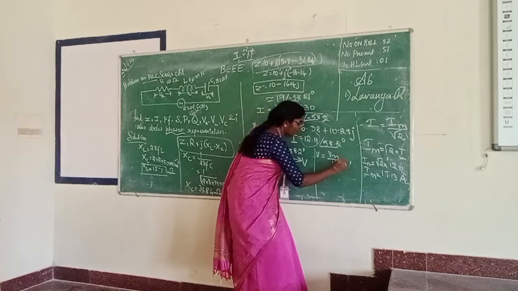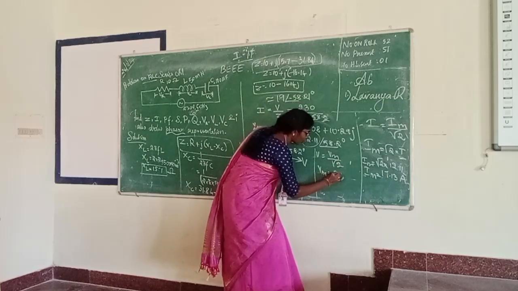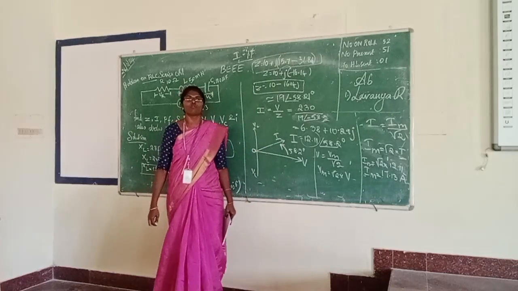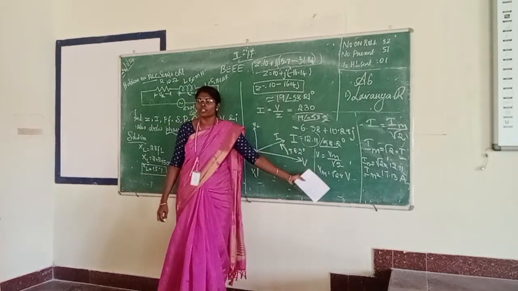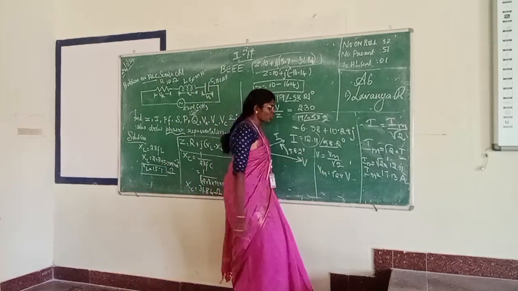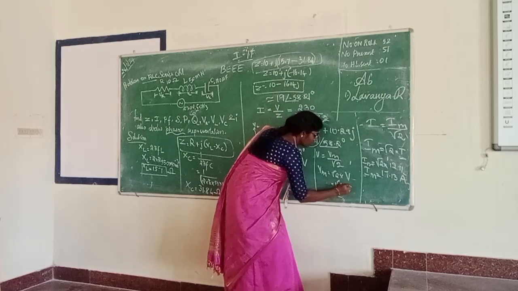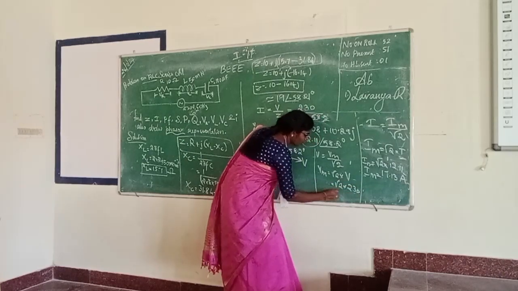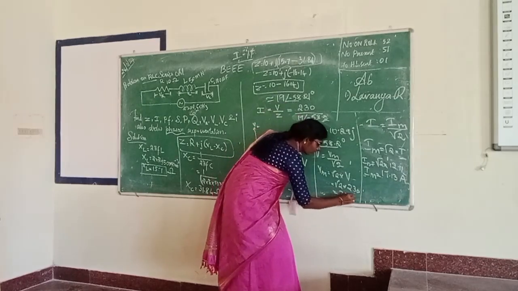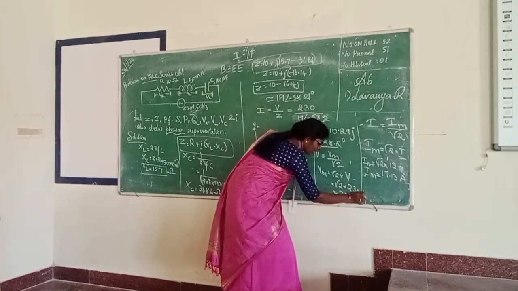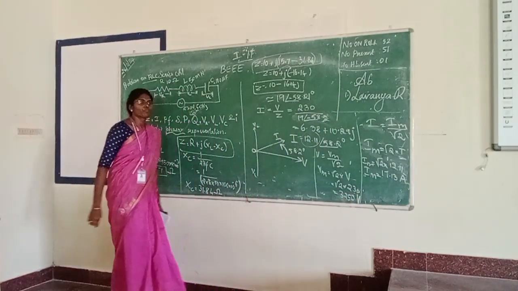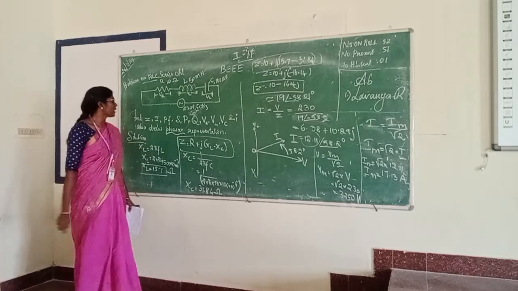Likewise, in the same way, we know that V is equal to Vm by root 2, so the maximum voltage Vm is equal to root 2 into V. If the question asks for the maximum value of current and voltage, you have to find these two. What is the value of V? 230. So root 2 into 230 is 325.26, and the unit is volt.